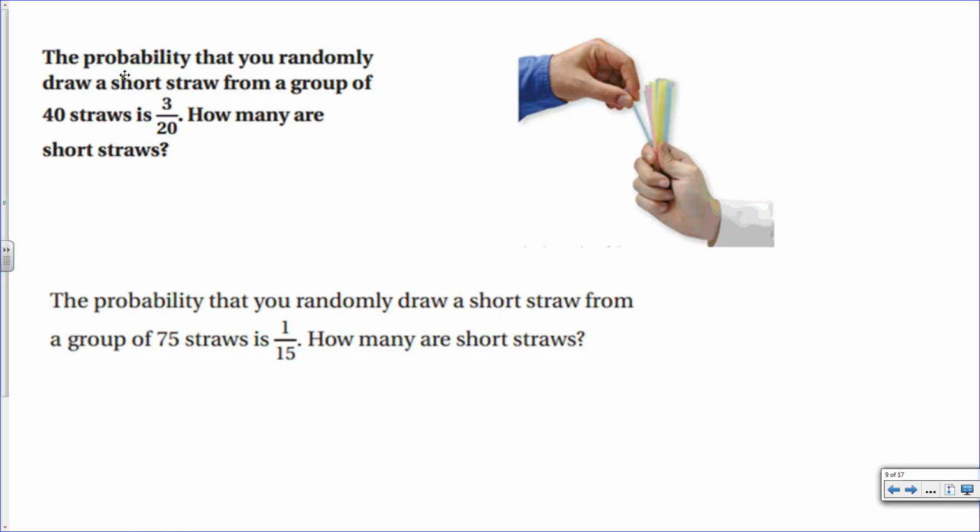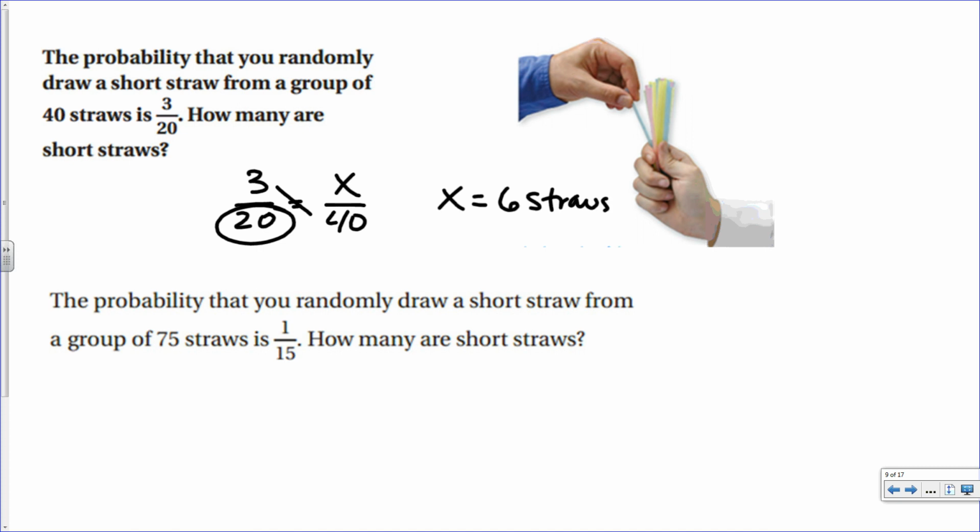So back on your notes, the probability that you randomly draw a short straw from a group of 40 straws is 3 out of 20. So how many straws are there? Well, you're going to want to write a proportion for this. You've got 40 straws. And the probability of getting a short straw is 3 out of 20. So you want to know how many was that out of the 40 straws. So you could cross multiply and divide. Or you could use math logic, and 20 times 2 is 40, so 3 times 2 is 6. Either way, there's 6 straws.